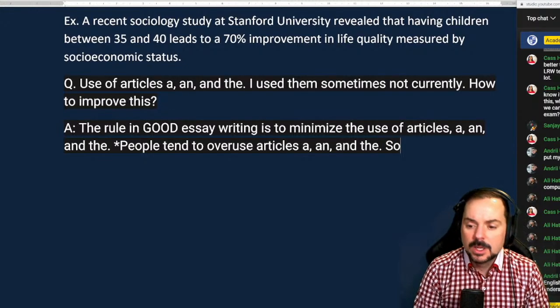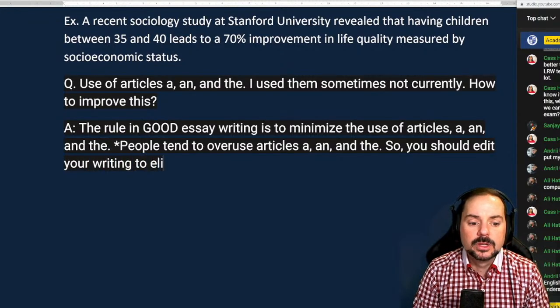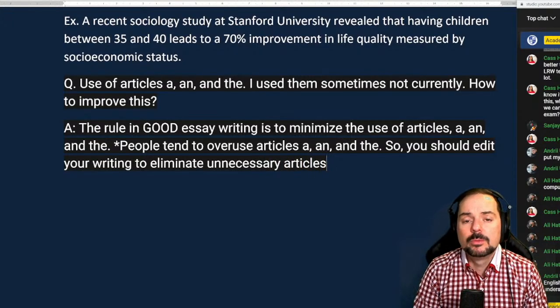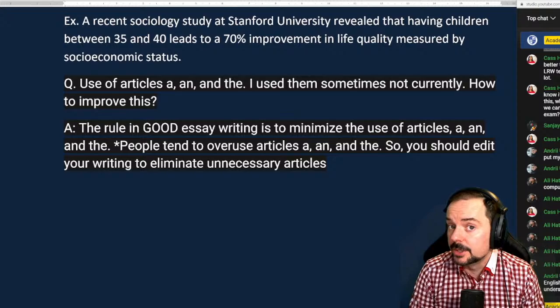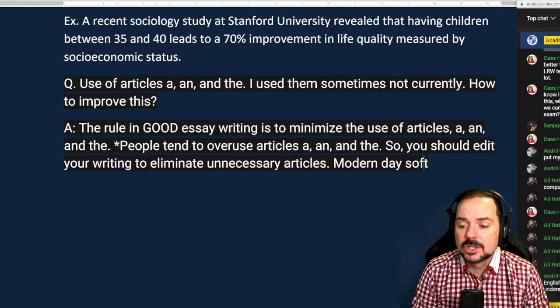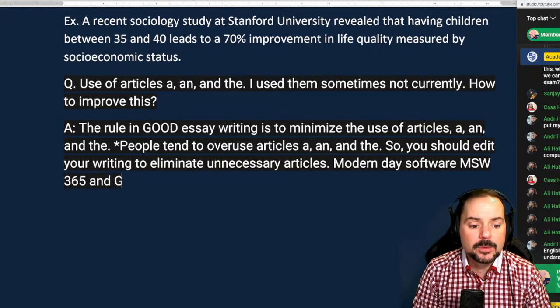So you should edit your writing to eliminate unnecessary articles. Software can help you with that. Okay, so modern day software like Microsoft Word and Grammarly are actually pretty good at eliminating unnecessary articles. Like Microsoft Word 365 and Grammarly, they are pretty good at this.